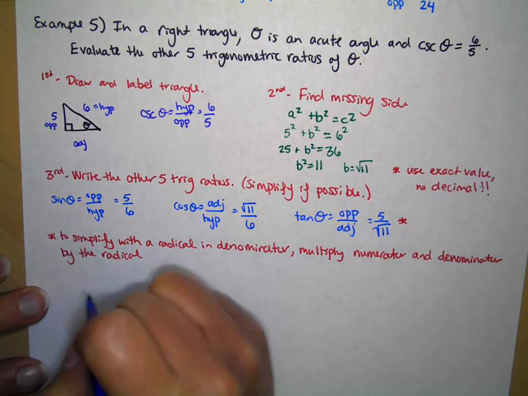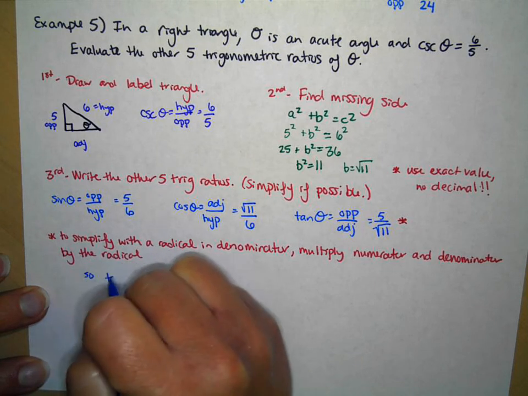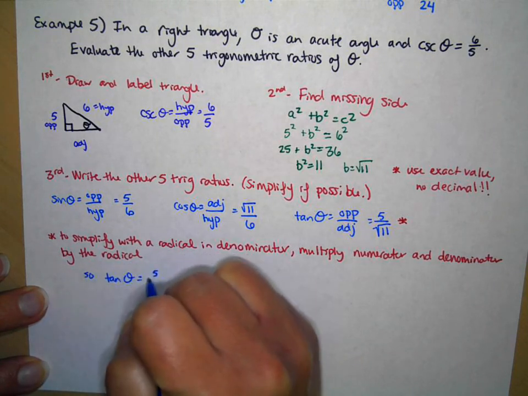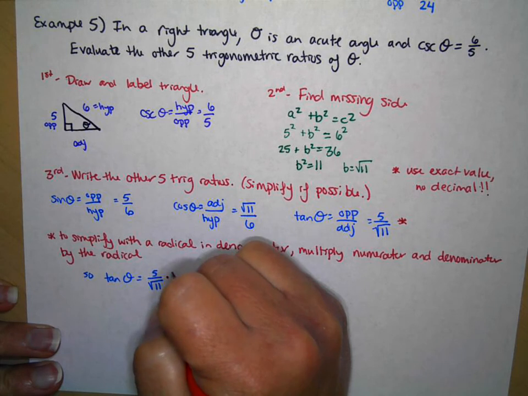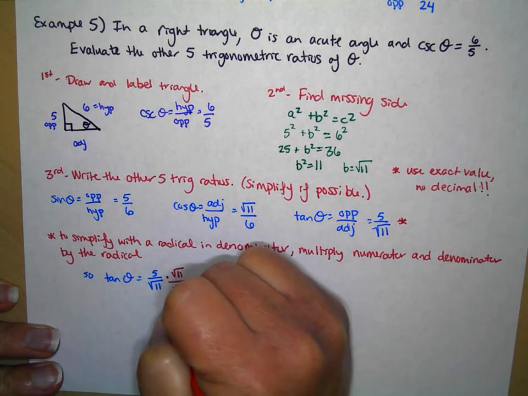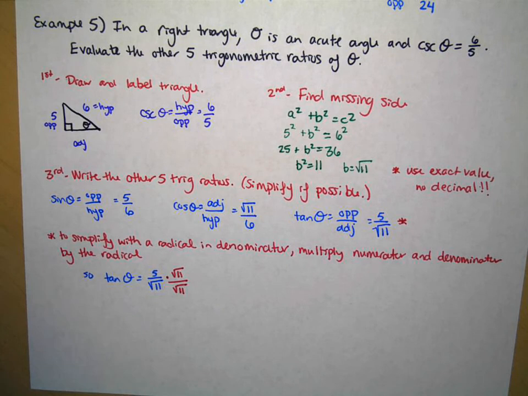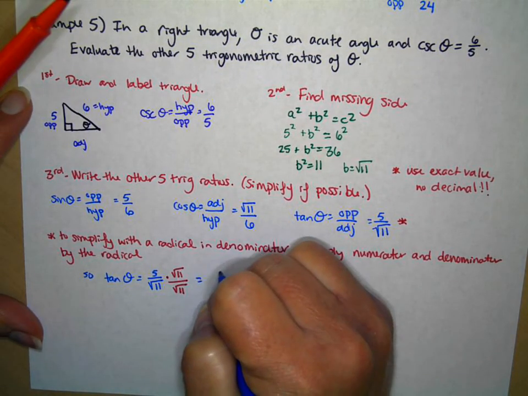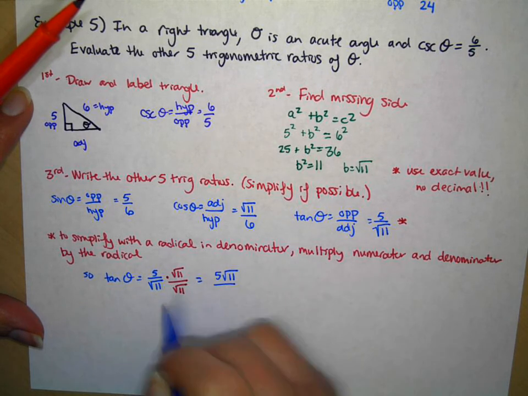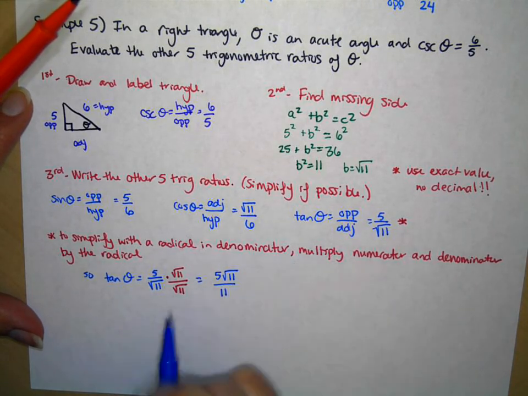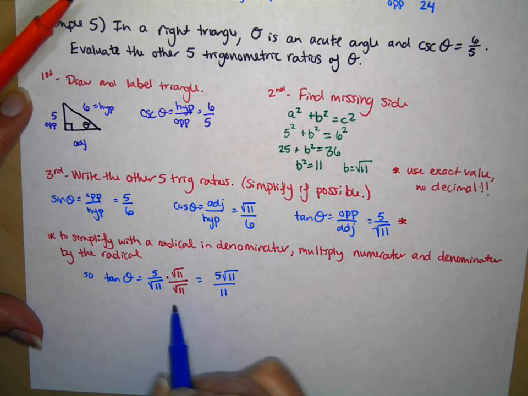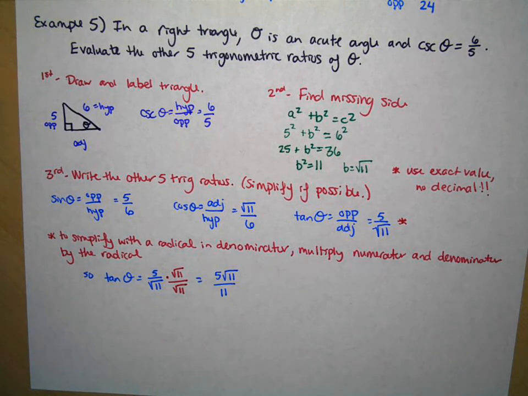So we have right now that tangent theta is equal to 5 over square root 11. Well, if we multiply the numerator, the top, and the denominator, the bottom, of the fraction by square root 11: 5 times square root 11 is just 5 square root 11. Square root of 11 times the square root of 11: 11 times 11 is 121, and the square root of 121 is 11. So when you multiply two of the same square roots together, you just get the number that was underneath the square root, which is the whole reason that we did this. It's called rationalizing the denominator.